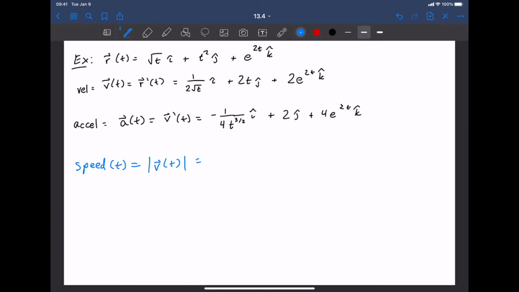Here I go. Try it yourself. 3, 2, 1. I'm getting 1 over 4t plus 4t squared plus 4e to the 4t.